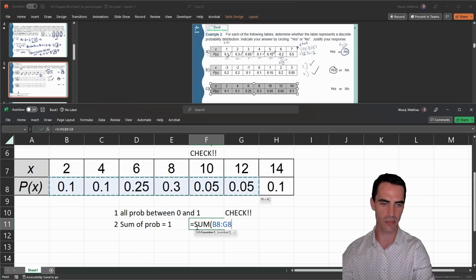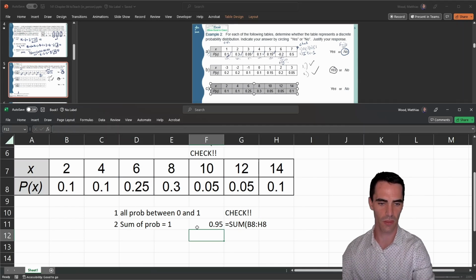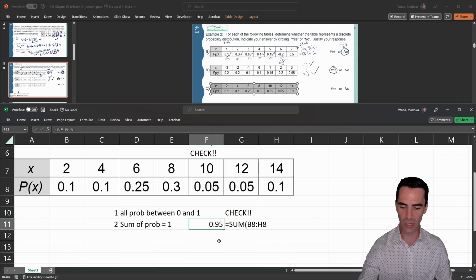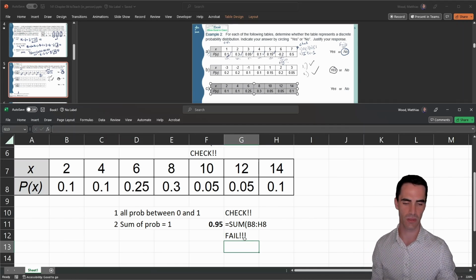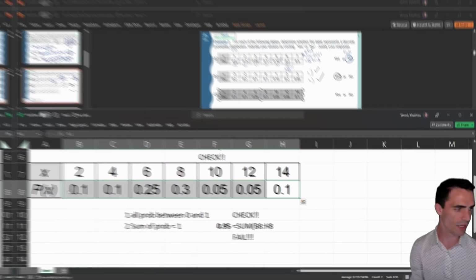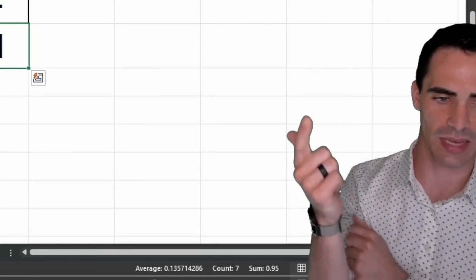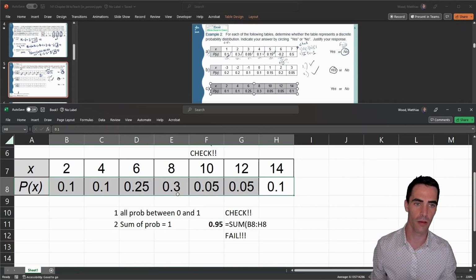I'll use the arrow keys and hold shift and select. And just like that, I will get a sum of 0.95. That is a big no-no, fail. Definitely did not work for us. Again, that little trick is simply selecting those. And down at the bottom, you'll see the count, you'll see an average, and also the sum, very common calculations that are performed. And so failure, this is not a proper probability distribution.